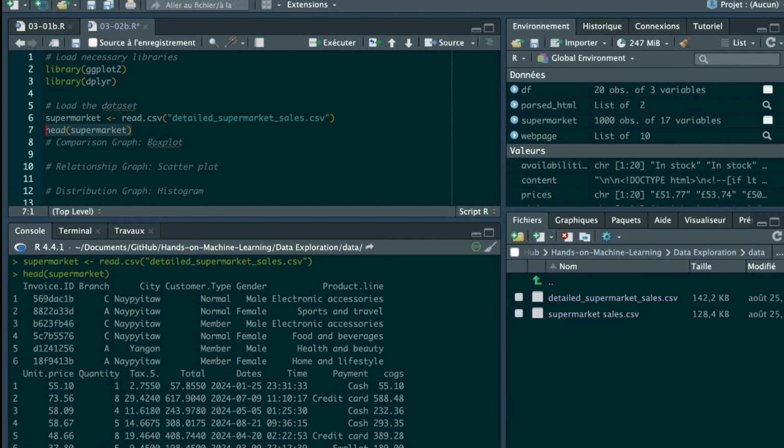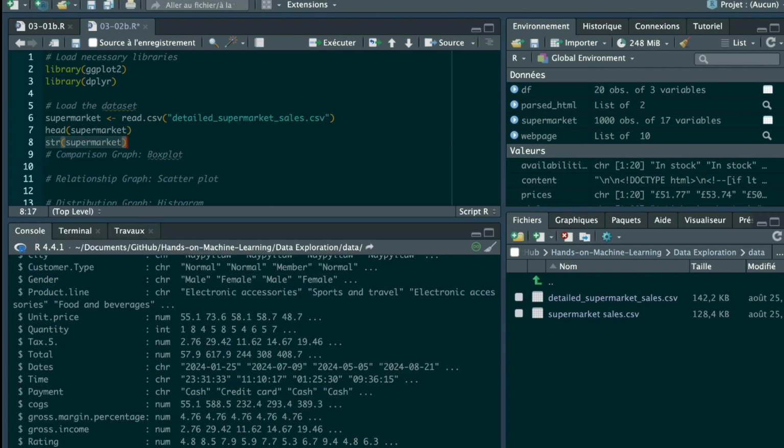With our data loaded, we're ready to start visualizing it. But first, let's ensure our data is clean and structured. It's always a good idea to inspect your dataset before jumping into visualizations. So, we use the head function to preview the first few rows in our dataset. We can also use str to get a summary of its structure. This can save you from headaches down the road.